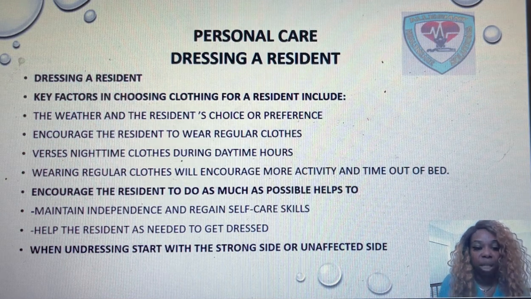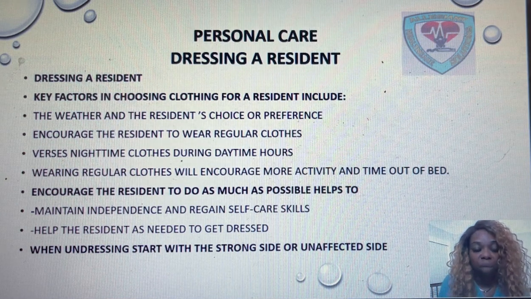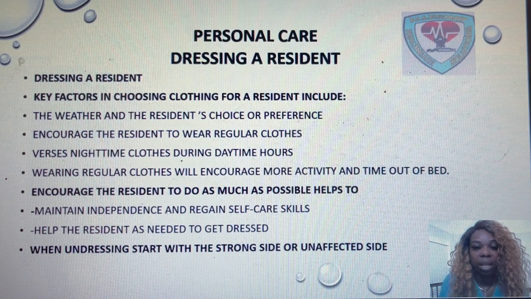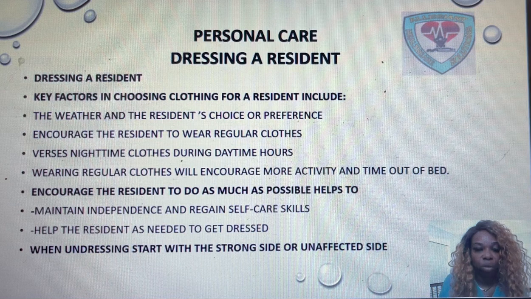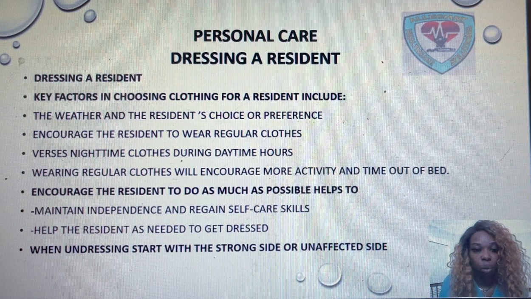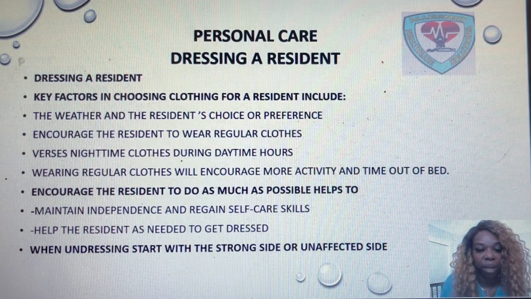Remember, when you are undressing a resident, you're going to start with that strong side or the unaffected side. And when you are dressing a resident, you're going to dress them beginning with the weak side or the affected side.